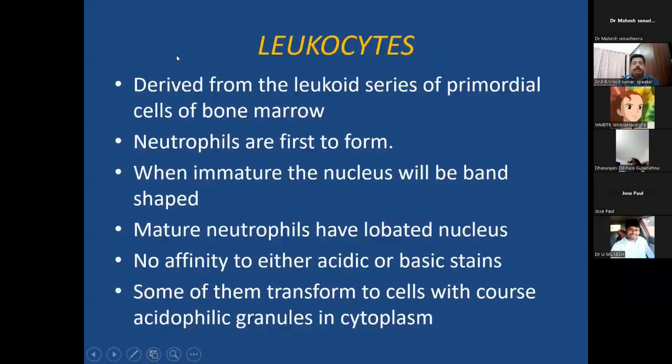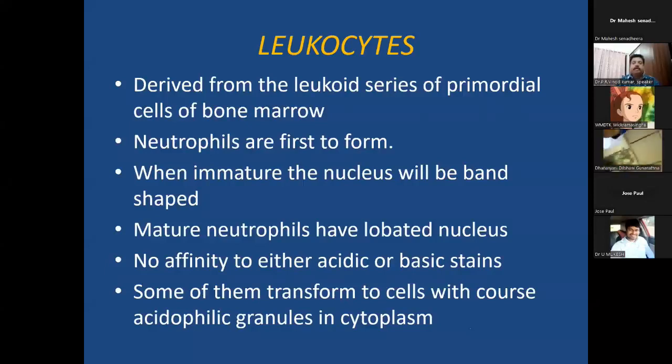Those were something about the erythrocytes. Then comes the leukocytes. Leukocytes are derived from the leukoid series of primordial leukoblasts of the bone marrow. So the neutrophils will be the first formed cells, and then the immature leukocytes, when inside the bone marrow, will be immature and will have a band shape. We say the immature leukocyte is the band cell neutrophil.